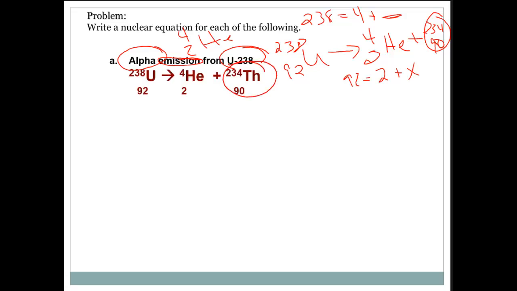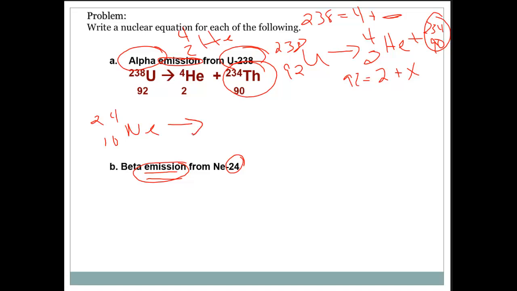Let's do another one. Beta emission. We have neon-24. That number is always going to be your top number. I look on the periodic table and I find that neon is number 10. Emission, once again, it'll be on the right hand side. It's beta, 0 over minus 1. You need to memorize what all these symbols mean.